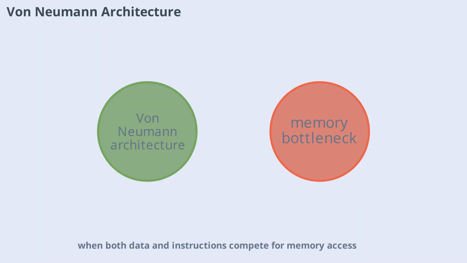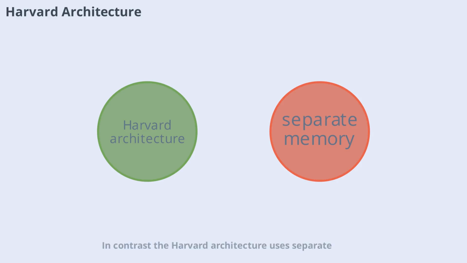In contrast, the Harvard architecture uses separate memory spaces for data and instructions. This allows simultaneous access to both, improving speed and efficiency. Many modern processors use elements of both architectures to balance performance and flexibility.